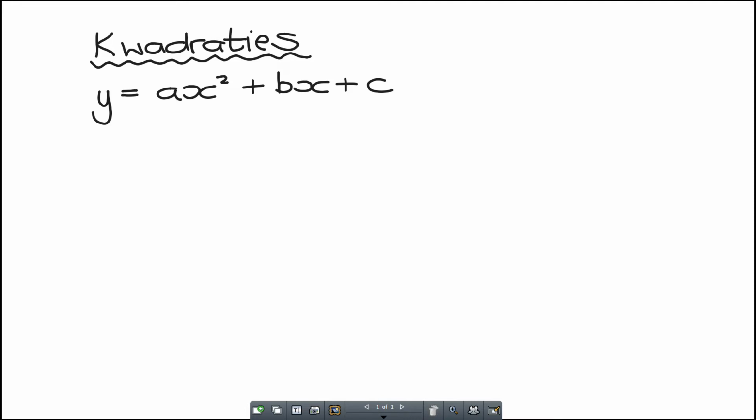A quadratic pattern is basically the pattern that's formed on a parabola.